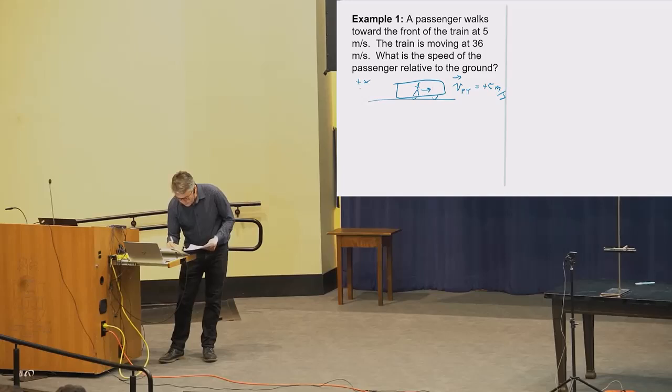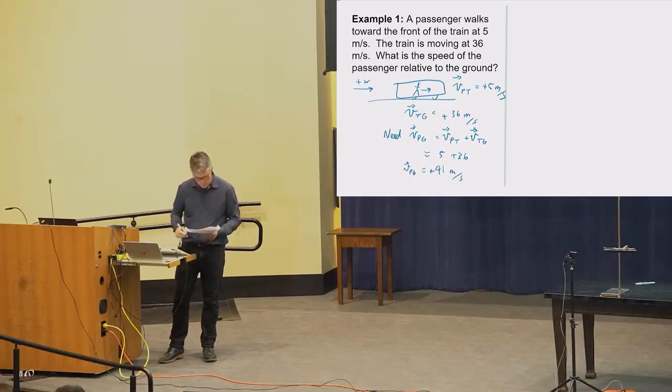I'll define plus x to be towards the right. V of the train relative to the ground is plus 36 meters per second, and we need the velocity of the passenger relative to the ground. It's going to be the velocity of the passenger relative to the train plus the velocity of the train relative to the ground, so 5 plus 36, you get 41 meters per second, and the plus means it's also going to the right.